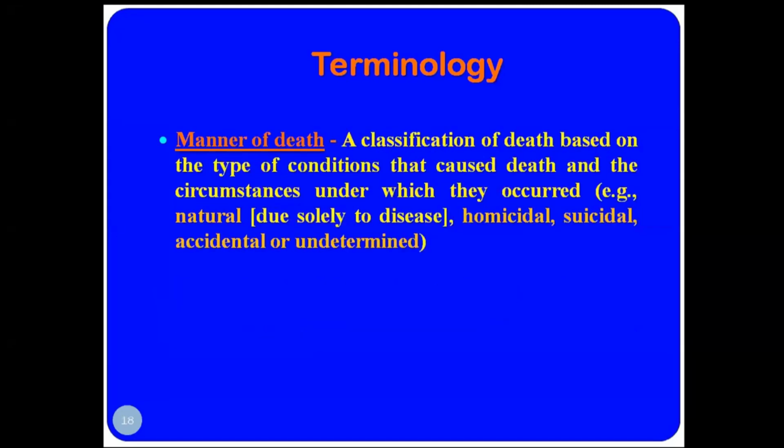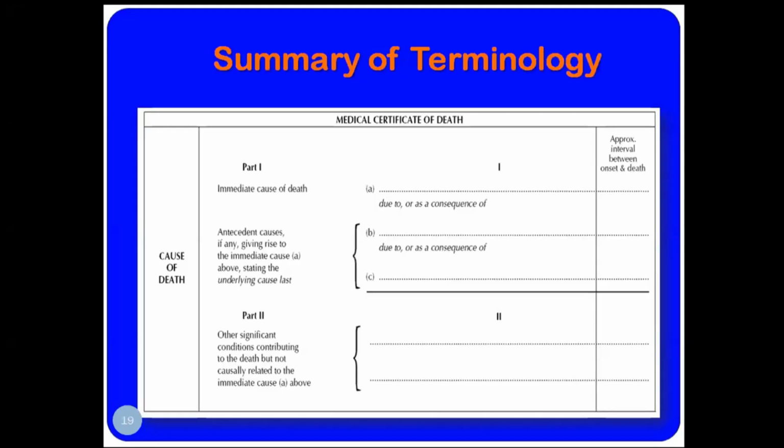Then manner of death. So this is very clearly written in all the certificates, and we know whether it is homicidal, suicidal, accidental, or undetermined. Now this is just the summary of the terminologies which we have discussed so far. So we should know there are two parts, part 1 and part 2, and 3 lines. Part 1, start from C, go to B, go to A, and part 2, the conditions which you think were significantly contributing to the mortality. If they were not, you can even omit it.